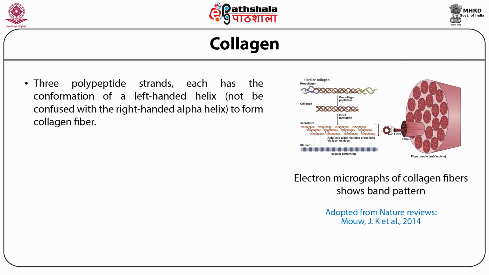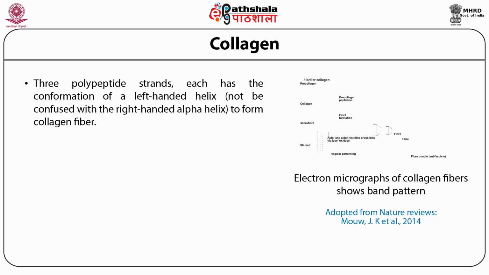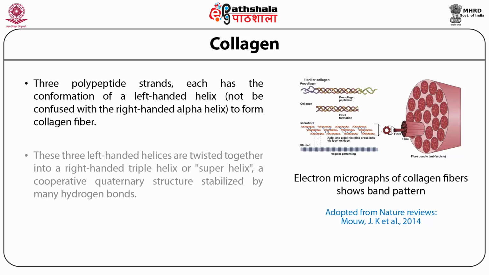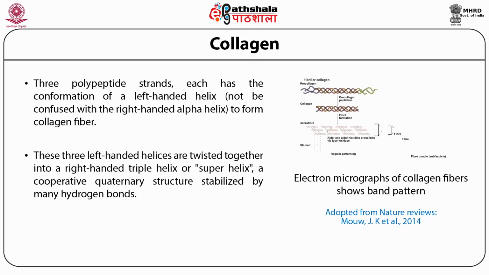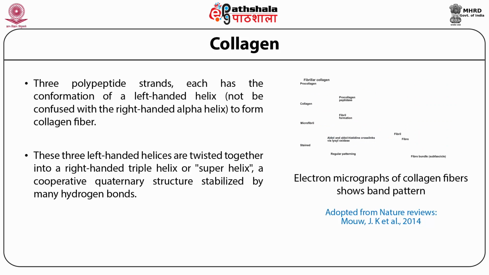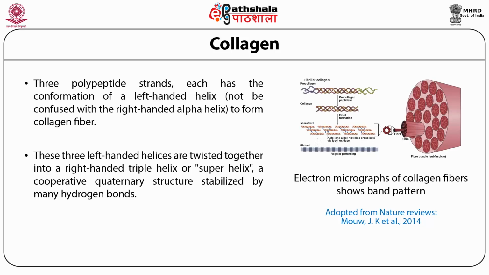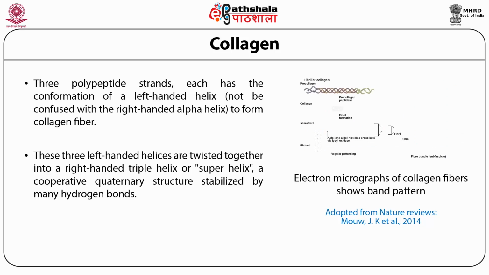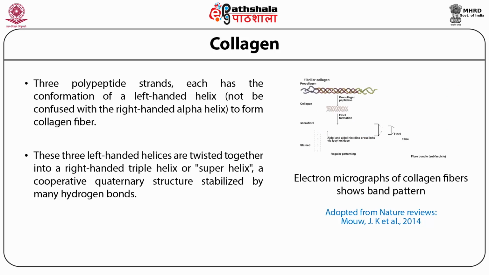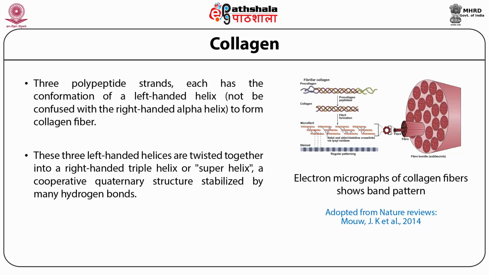Three polypeptide strands, each with the conformation of a left-handed helix, and do not confuse this with the alpha helix, which is right-handed, form a collagen fiber. These left-handed helices are twisted together into a right-handed triple helical conformation, or superhelix, a cooperative quaternary structure stabilized by many hydrogen bonds. So there are hydrogen bonds between the different polypeptides, whereas in the alpha helix, the hydrogen bonds are within the polypeptide. In collagen, you see hydrogen bonds between the polypeptides.